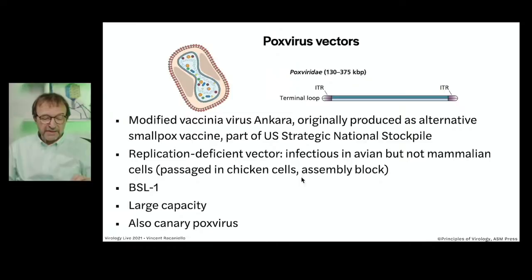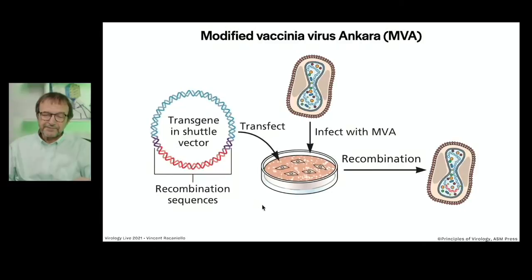This is a virus that, again, will reproduce in birds, but not in mammalian cells naturally. That's been used in some of the HIV vaccine trials. And the way you put a transgene in is you let cells do it for you. So you make a vector. You take your transgene, whatever gene you want to put in. So we have it in red here. And then you have a shuttle vector, which is a plasmid that you can grow up in bacteria.